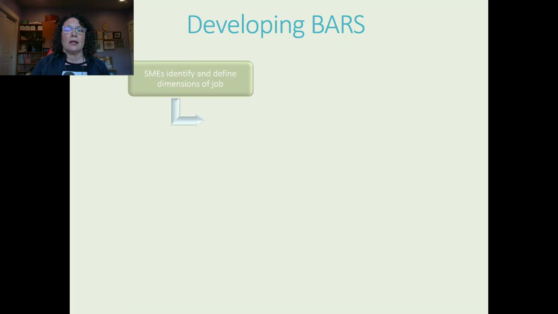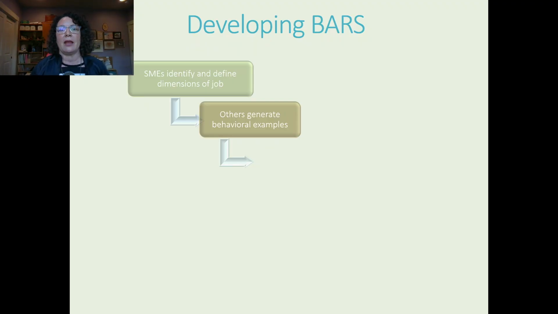So just to illustrate why there aren't more of these BARS systems out there, I thought I'd share with you how they're developed, because this is the kind of thing that an IO psychologist would be able to do really easily and well. But a lot of organizations who are making their own rating scales don't want to take the time to do what it takes to make these BARS systems. So first thing you have to get is some subject matter experts to identify and define the dimensions of the job. Okay. Then other people, not the subject matter experts, but others are going to generate behavioral examples.